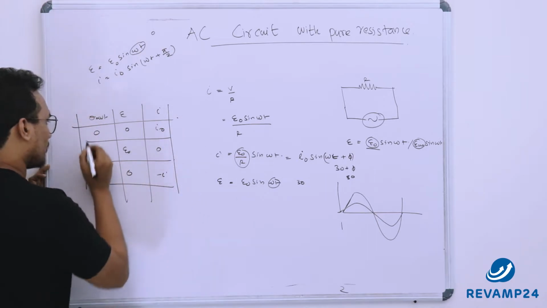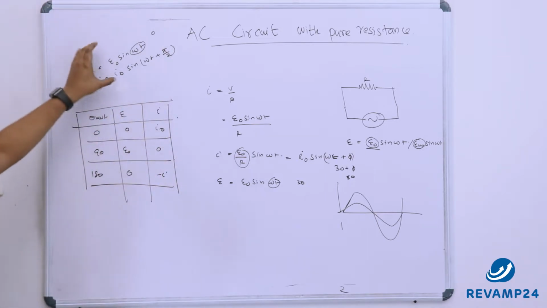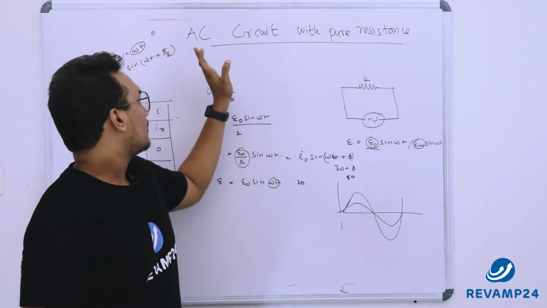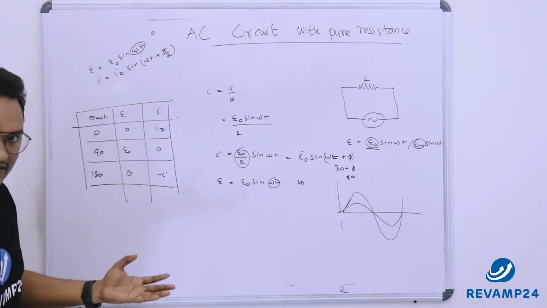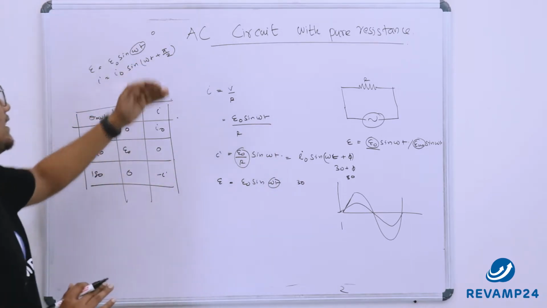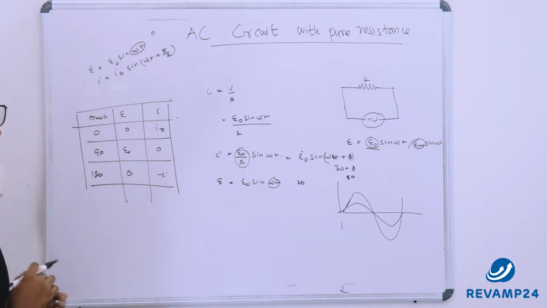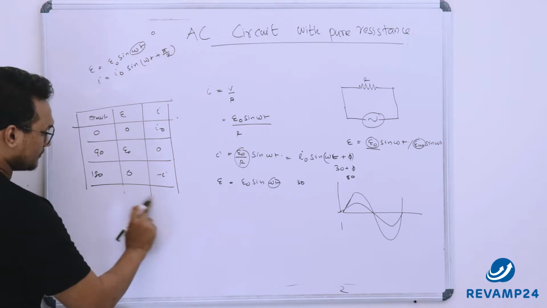This is just an example, okay? So this is not a representation of an AC circuit with pure resistance. If at all the current is out of phase, leading by an angle of 90, this would be the scenario. Don't get confused.